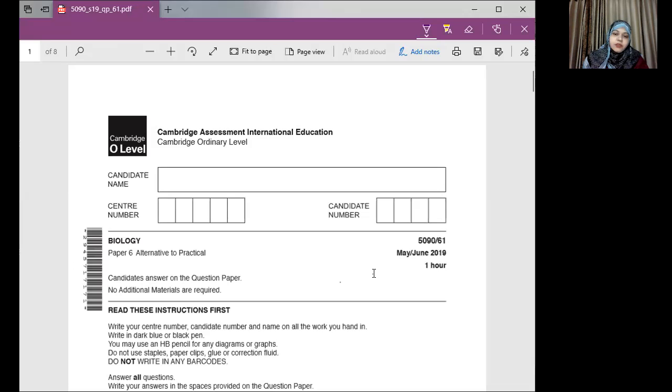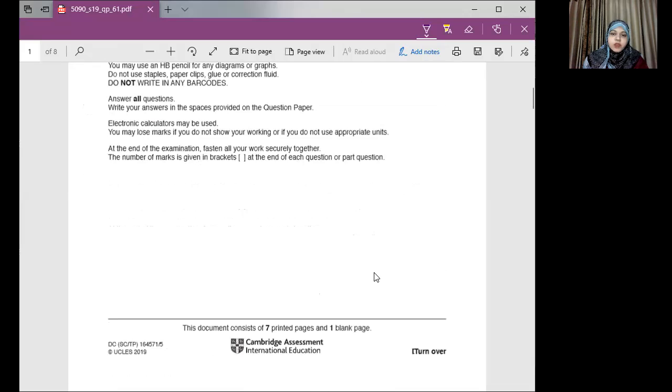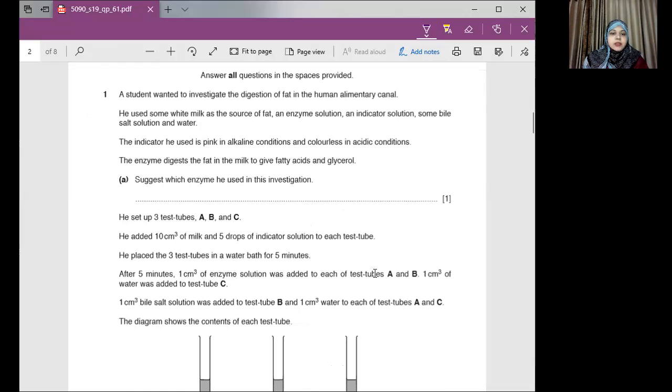Students, my screen is in front of you, May-June 2019 paper 6 variant 1. Let's start with question number 1. A student wanted to investigate the digestion of a fat in the human alimentary canal.